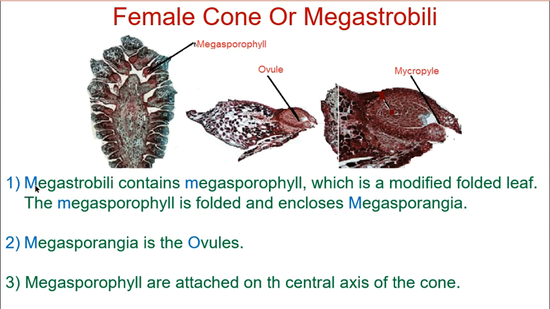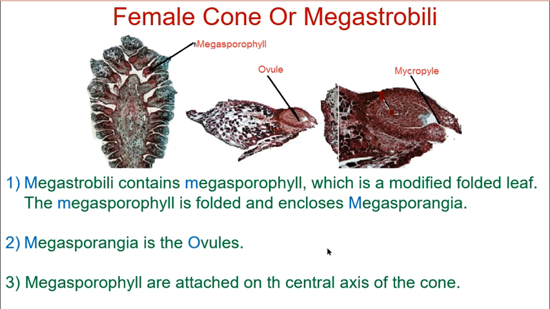So we see the megastrobilus, the female cone, contains megasporophylls, which are modified leaves. How is it modified? Because it contains an ovule in the fold. The megasporophyll is folded and encloses the megasporangium. Megasporangium is the ovule. The other name for ovule is megasporangium. Megasporophylls are attached on the central axis of the cone.